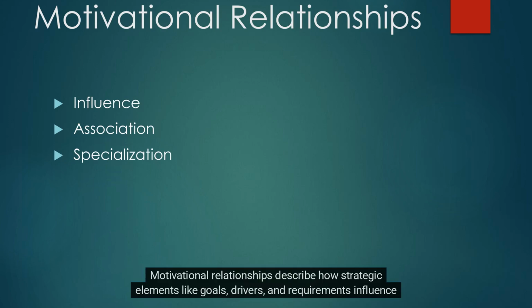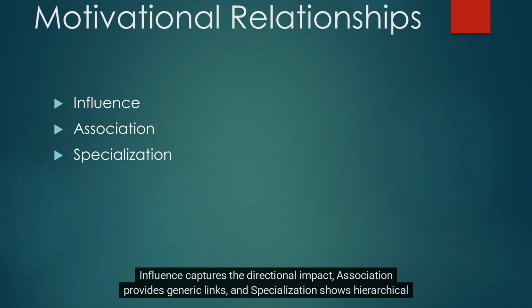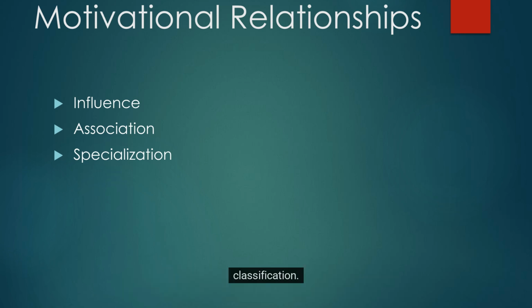Motivational relationships describe how strategic elements like goals, drivers, and requirements influence architecture. Influence captures the directional impact. Association provides generic links, and specialization shows hierarchical classification.